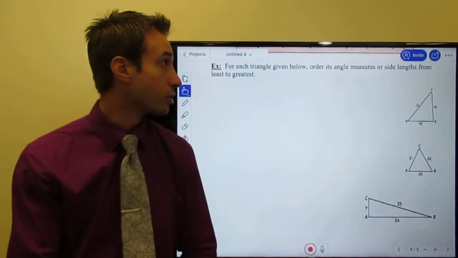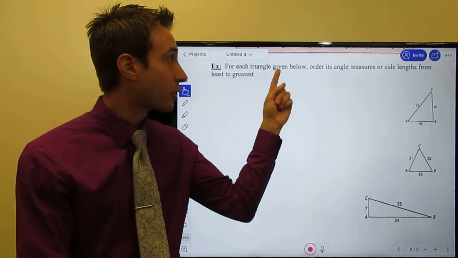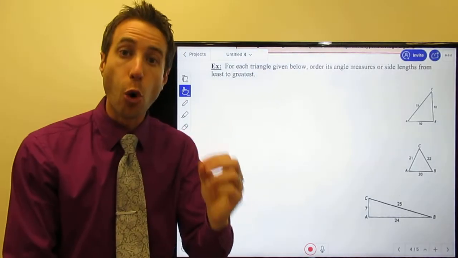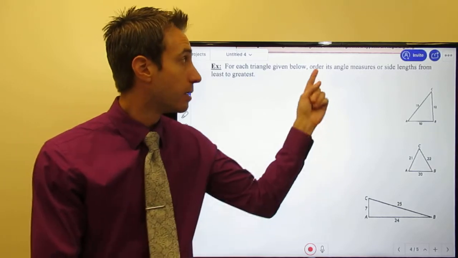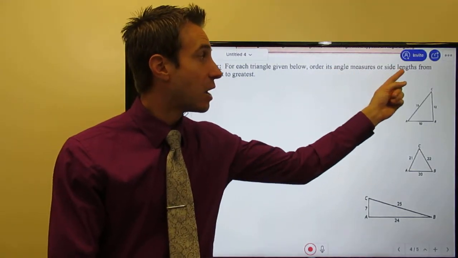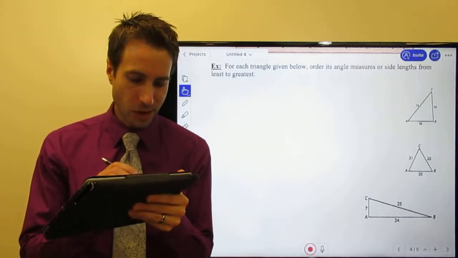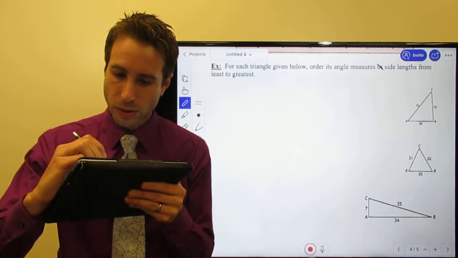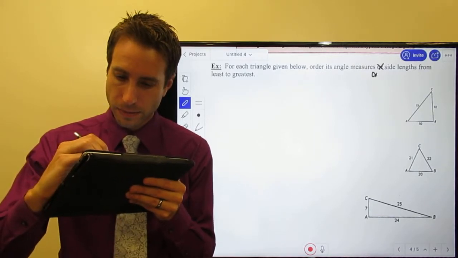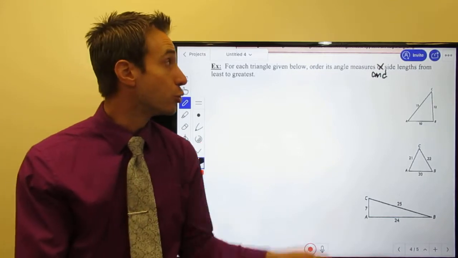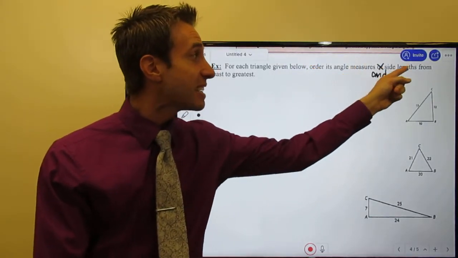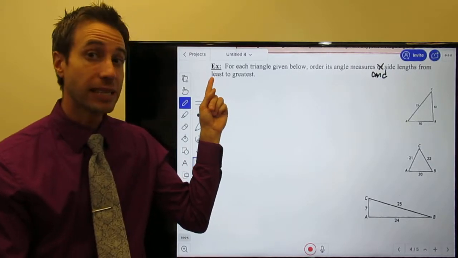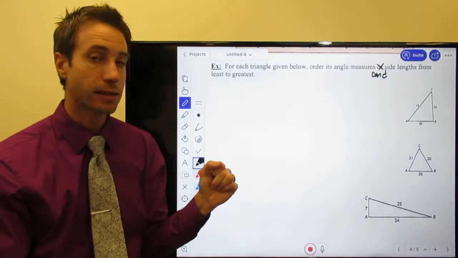Here's what I want you to do. For each triangle given below, I want you to put in order its angle measures and side lengths from least to greatest.